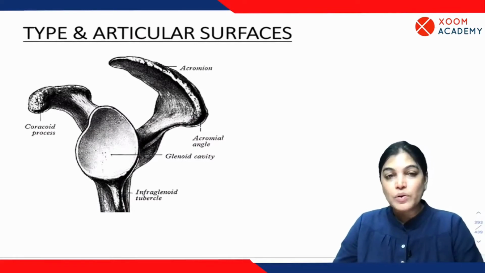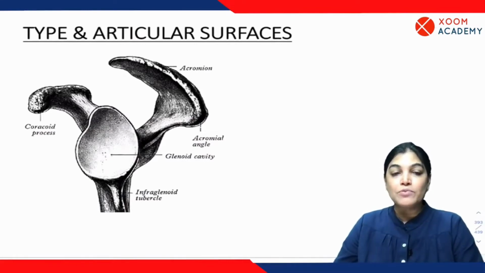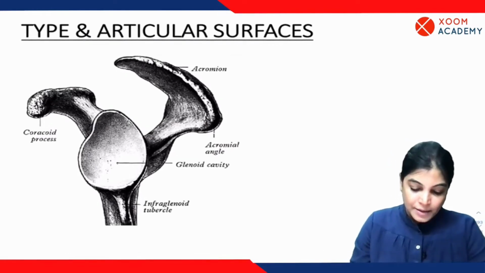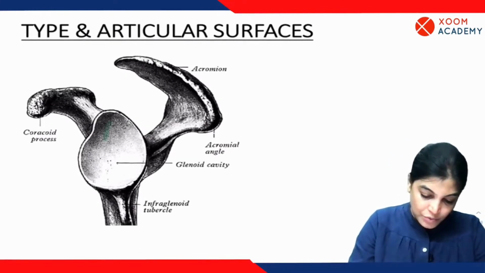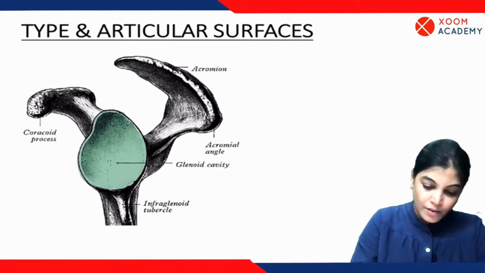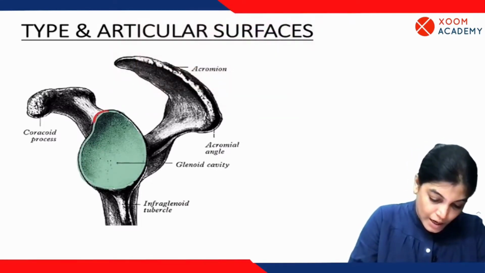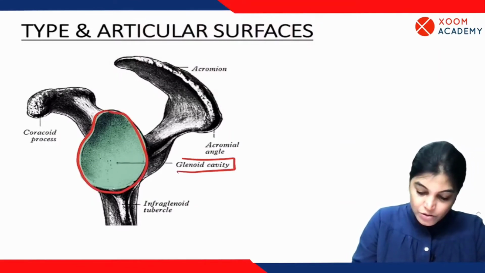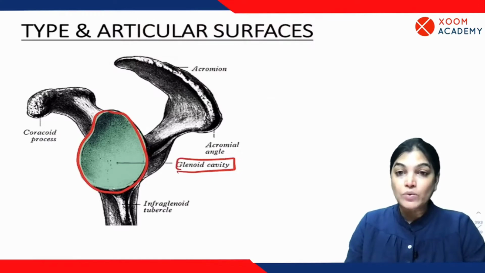I would like to show you a diagram where you can appreciate the type of joint and the articular surfaces. Here in this diagram, you can clearly see the glenoid fossa. You can appreciate that this glenoid fossa is shallow. It's not very concave. As you can see in the diagram, this is a shallow glenoid fossa. If I highlight this, you can see it has a shallow concavity. It is not too concave in respect to the head of humerus.